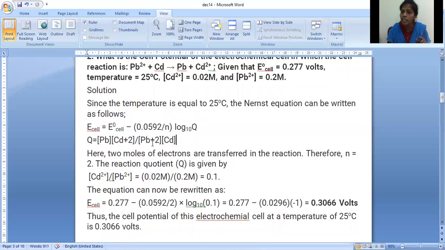So look at the charge. You can identify the number of electrons here. So here 2 is the number of electrons. So here 2 moles of electrons are transferred in the reaction. Therefore, n is equal to 2.